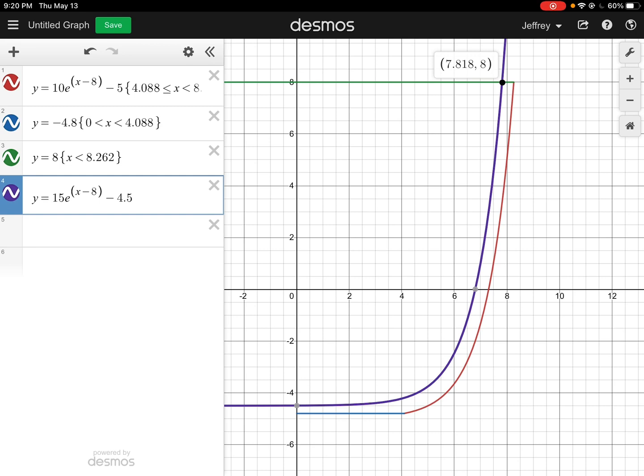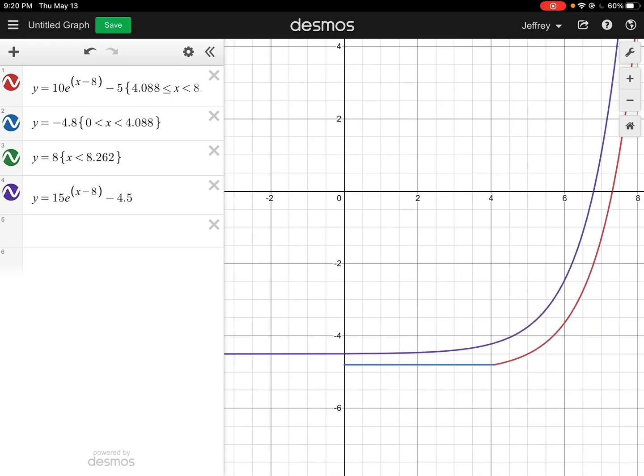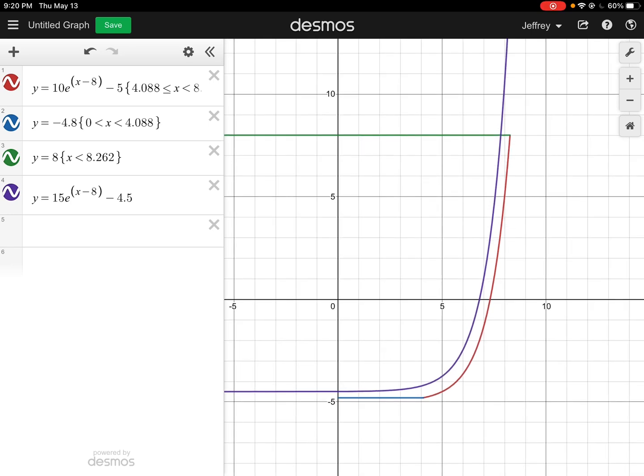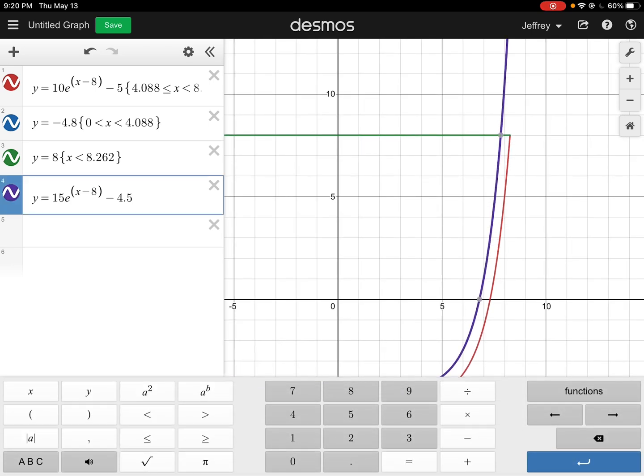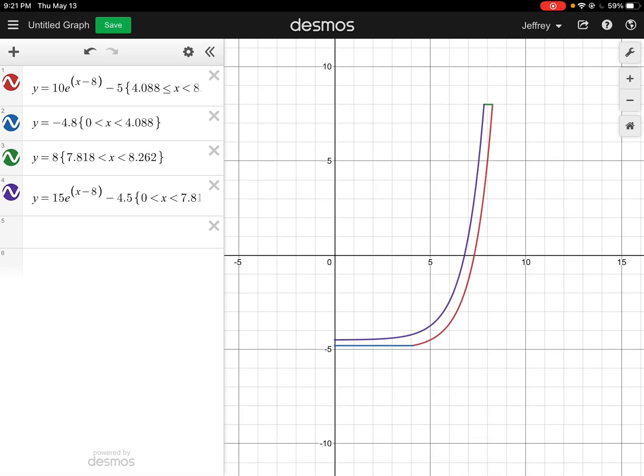Okay, so this purple function I need to restrict. Right here I need it to go from x equals 0 to this intersection which is 7.818. So it needs to go from 0 to 7.818. Okay, and now all that's left is to restrict this green function from the same value, 7.818. Okay, and there you have it.